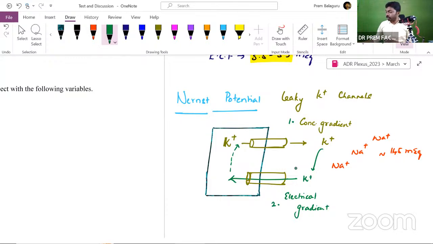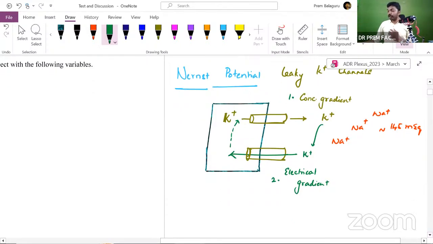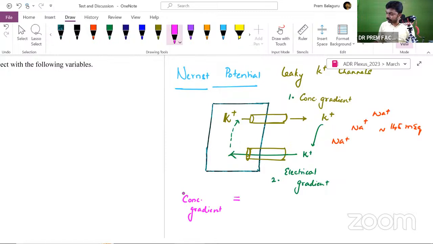Now, what you do in this cell, you are going to try an experiment. Please remember, Nernst potential has got no clinical applications. Nernst potential has got no real-life applications. It's a mere experiment. What are you doing? You're going to balance the concentration gradient, and you're going to equalize the concentration gradient with electrical gradient.